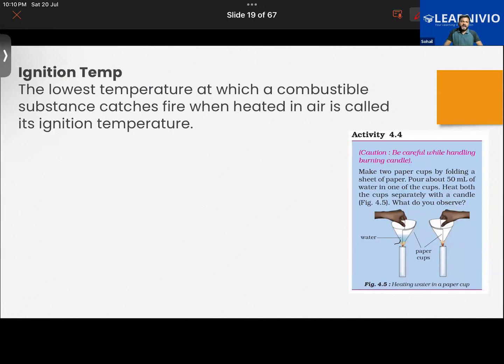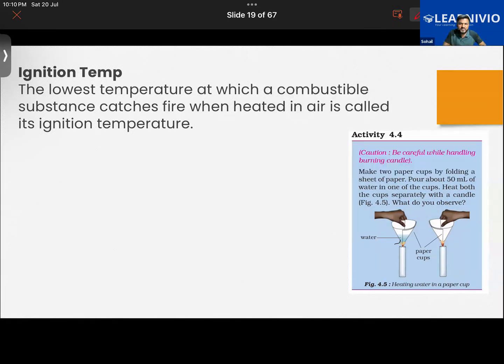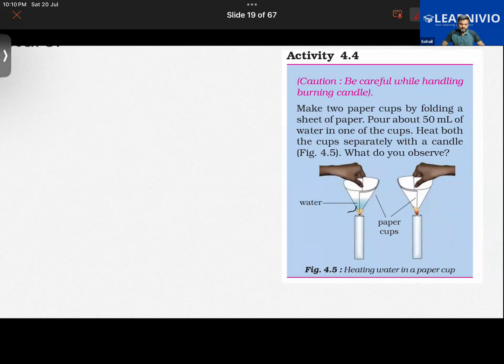Furthermore, let us understand a very interesting activity. Moments ago, you defined the ignition temperature, right? So here, we have taken two filter papers. We made a cone out of each filter paper, and in one of them, we have poured about 50 milliliters of water, and the other one is left empty. Both were placed over a burning candle. What we saw is that in the first case, the paper didn't catch fire immediately. In the second case, it immediately caught fire.